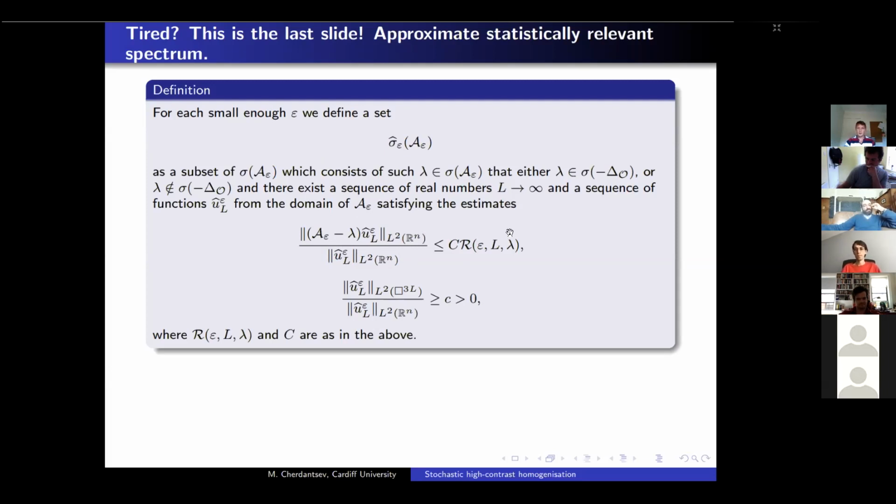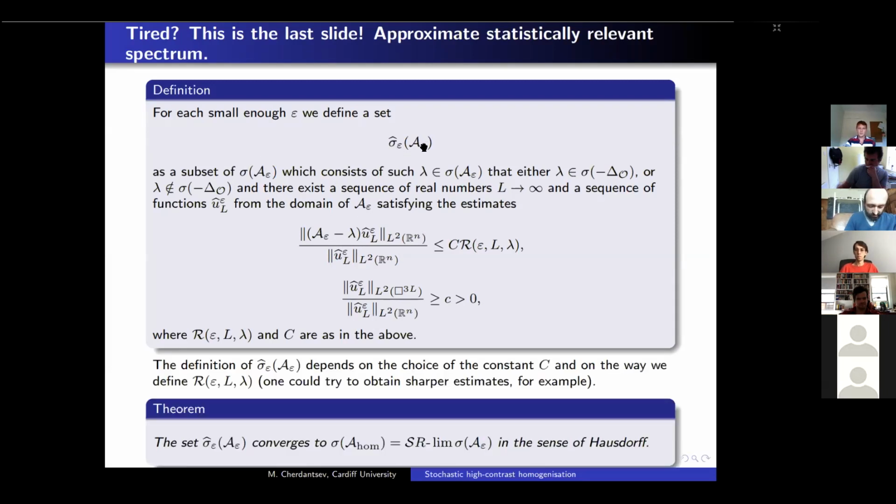And now we can prove that this set, which is a subset of the spectrum of A epsilon, converges in the sense of Hausdorff to the spectrum of the operator A hom, which is equal to the statistically relevant limiting spectrum of A epsilon. Okay, and this is it.